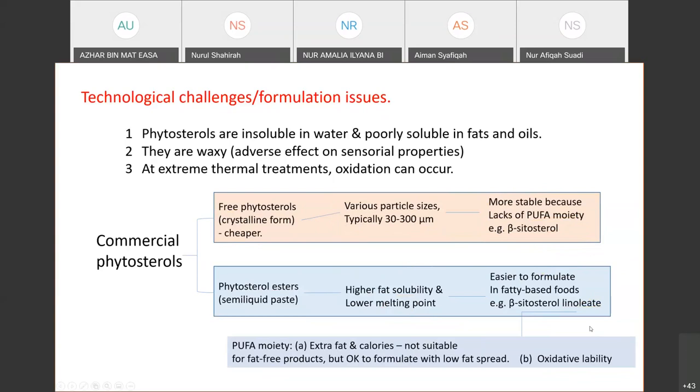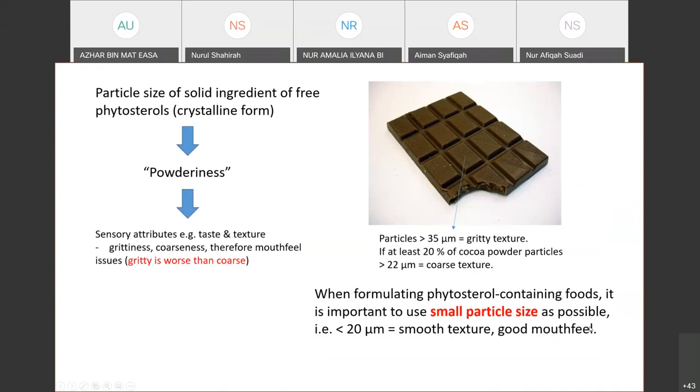Okay, the problem with free phytosterol is the particle size. It has this effect of powderiness. Powderiness, oh, that's not even a word. Yeah, that's why I do that. So it gives sensory attributes like taste and texture when you put it into chocolate, for instance.